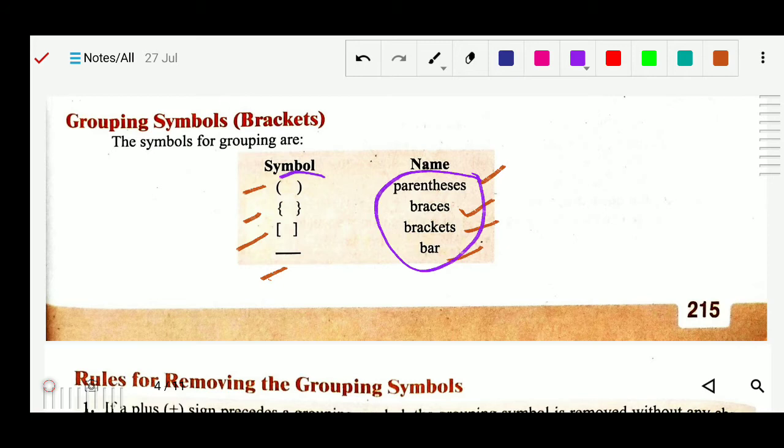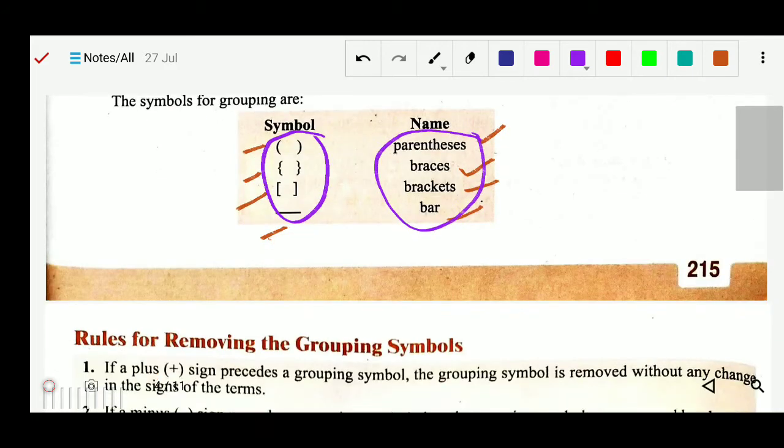These brackets you should also learn. We will follow this order: if there is a small bracket, the parenthesis, first work will be of that, then braces, then the large one, brackets. If there is a bar sign, that will be after that. So we are following the sequence. There are some rules to follow for grouping the brackets.